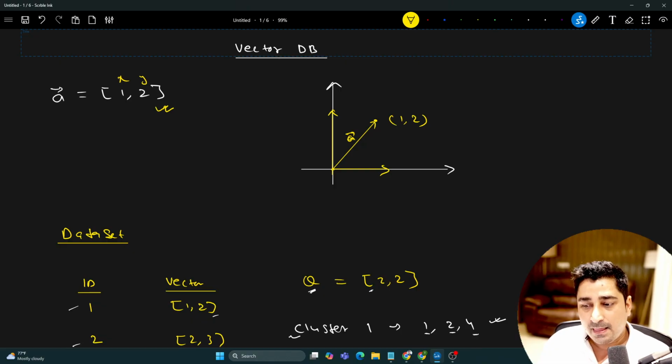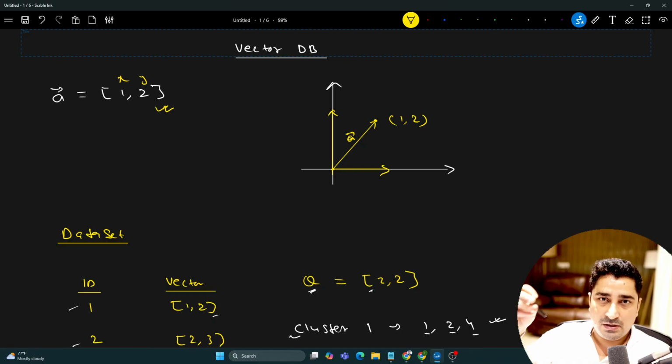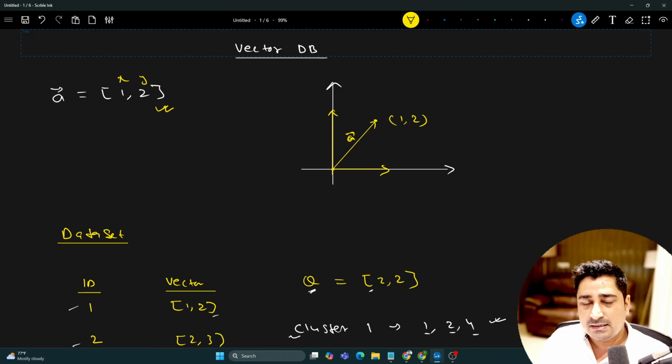It's very simple. Indexing means we are dividing the data into different chunks or clusters. Similarity search means that inside a particular cluster, we do the mapping so that I am able to get the top n, or top k, results out of it.